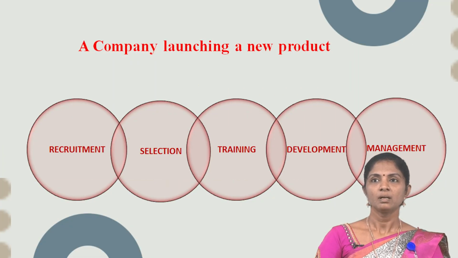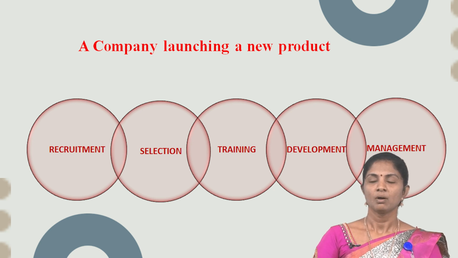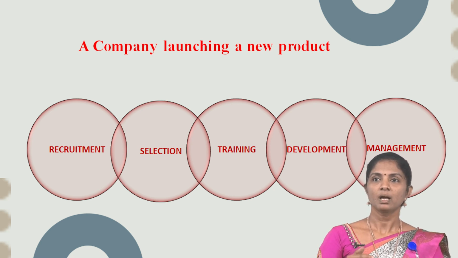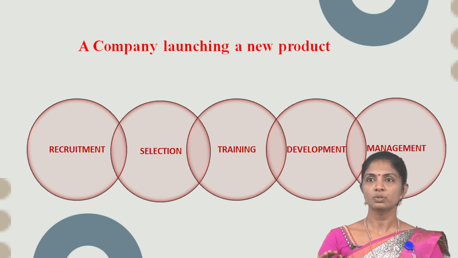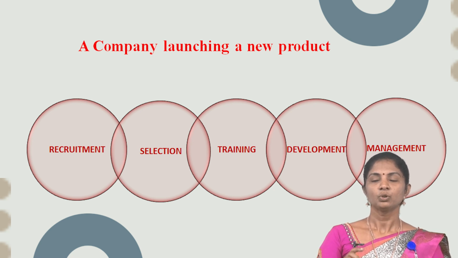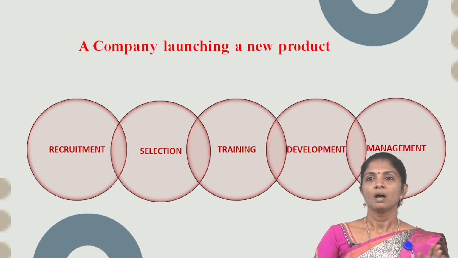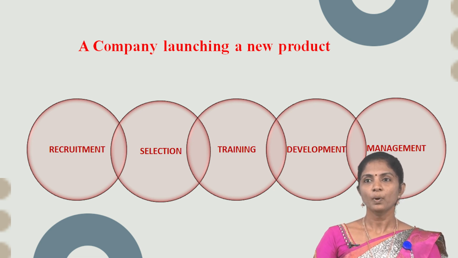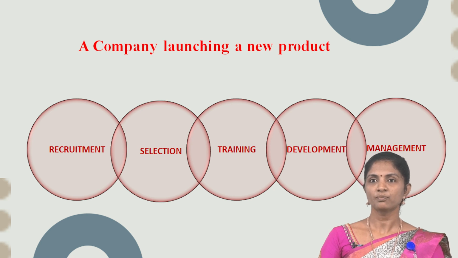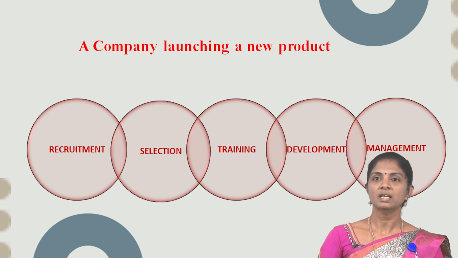For example, a company launching a new product. First, recruitment. A company advertises and attracts candidates for roles like marketing, sales and production. Then, selection. Through interviews and tests, suitable candidates are selected. Training. New employees are trained in product features and marketing strategies.